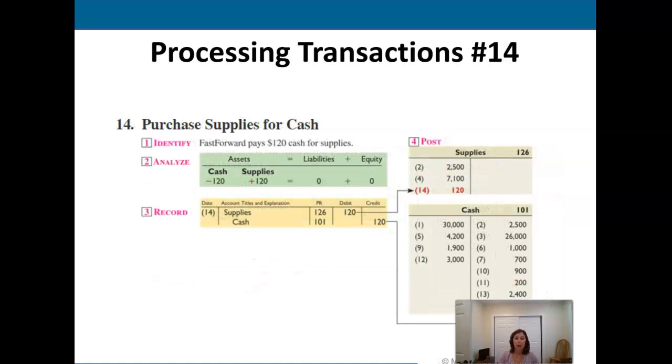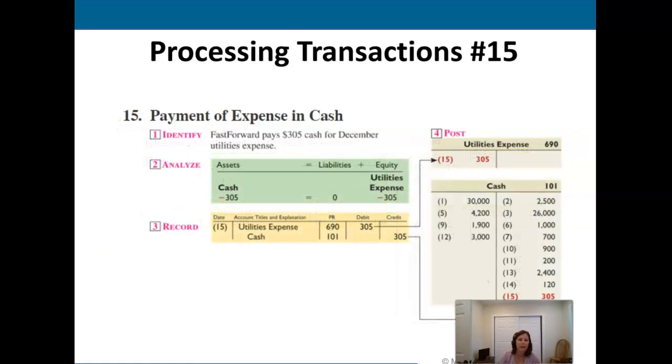We purchased some supplies for cash. Hopefully you're saying, whew, something I recognize. So again, we've got cash, we've got supplies. Our supplies went up, an asset goes up, we record a debit. Cash, also an asset. Cash goes down because we spent our cash. When an asset goes down, it's a credit. And then we record those into the ledger accounts, and we move on to what I believe is our last transaction. No, I lied. Got one more.